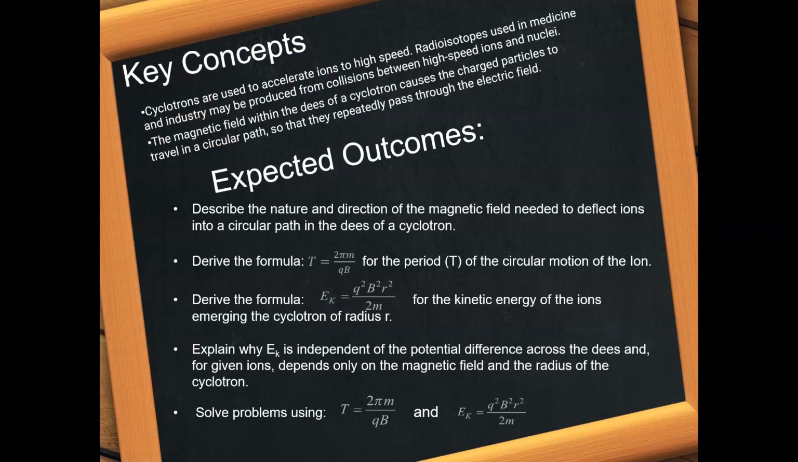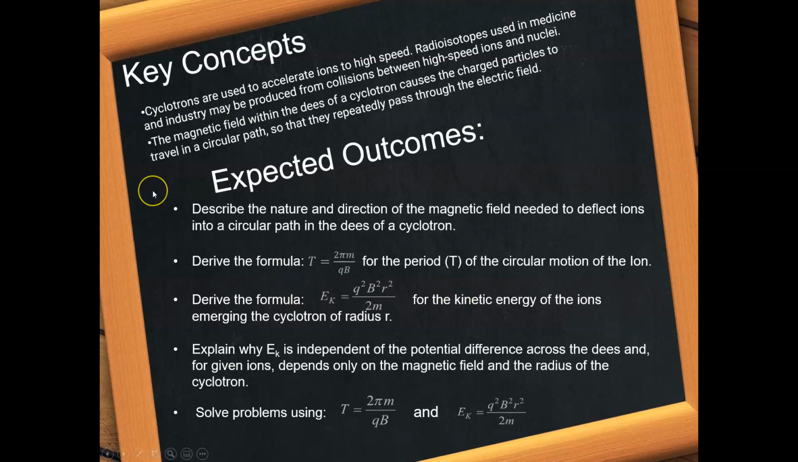The key concept for this lesson is that the magnetic field within the Ds of a cyclotron causes the charged particles to travel in a circular path so that they repeatedly pass through the electric field. This was covered in the last lesson. We explained why it travels in a circular path, and now we're going to link it back to the cyclotron.